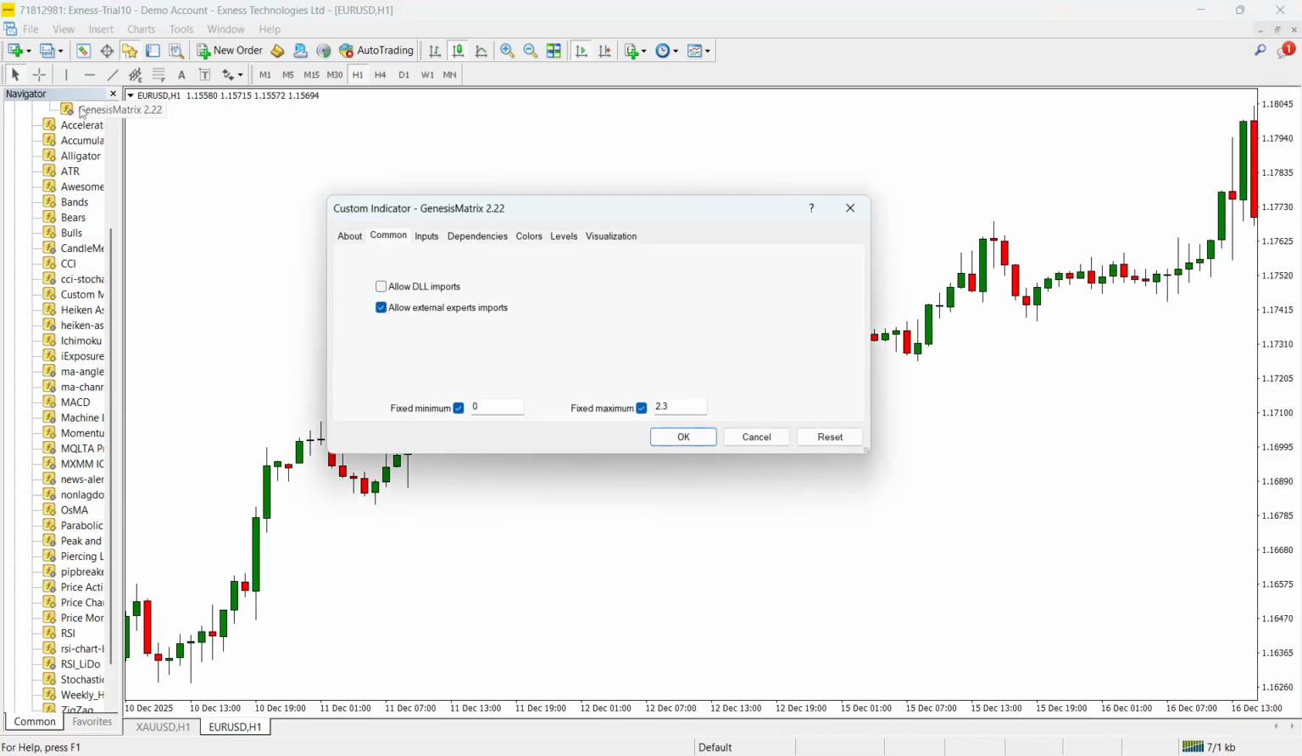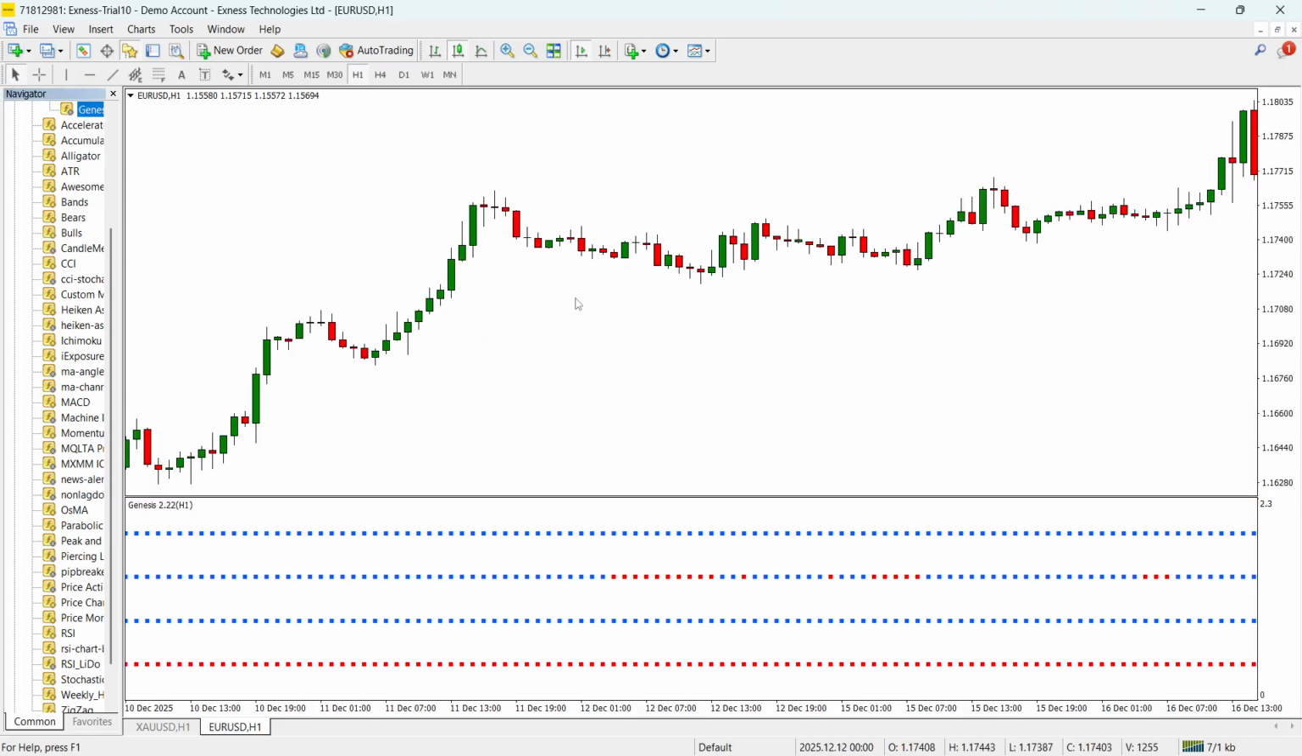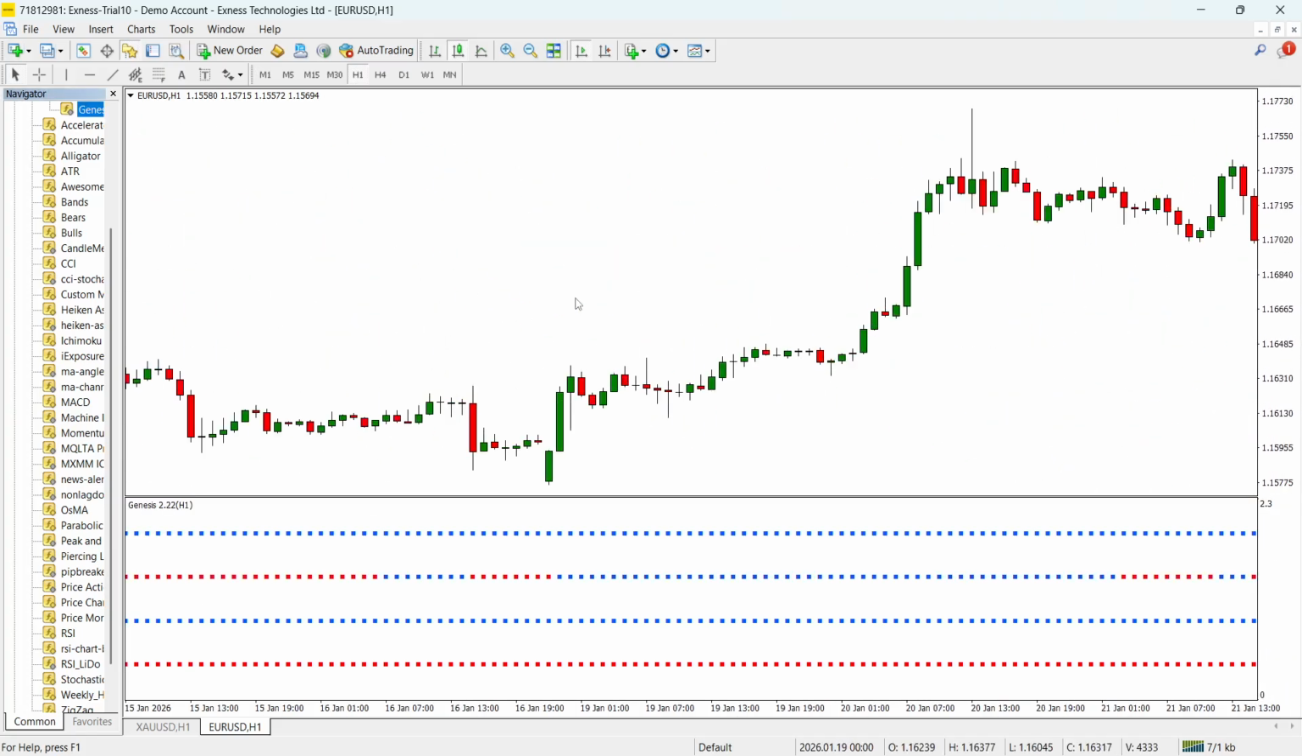I'll just go ahead and load the indicator on the chart at this point so you can see how it looks in real time. Please remember to allow DLL imports. Alright, so there we have it.